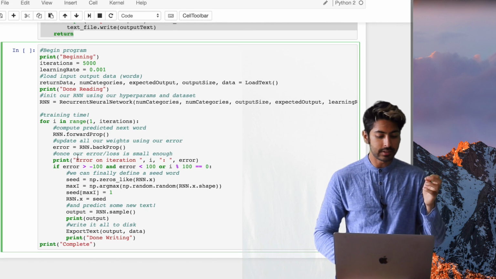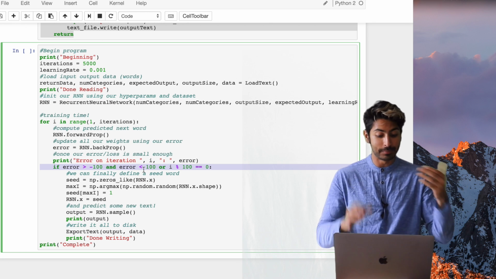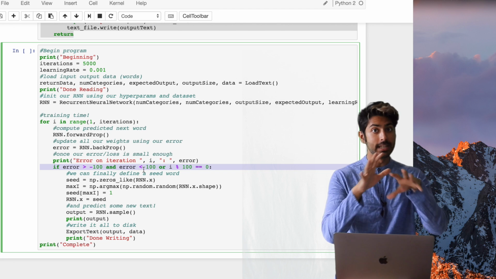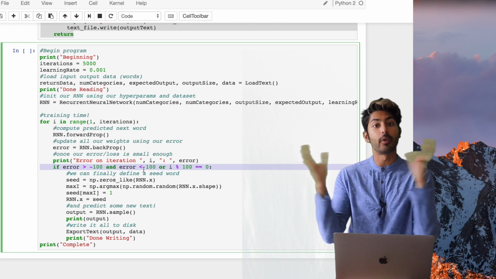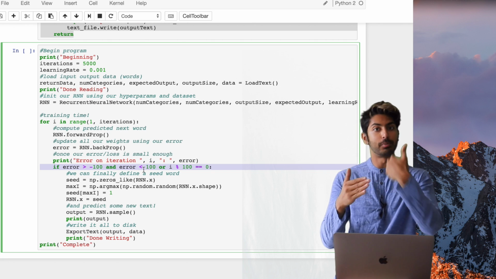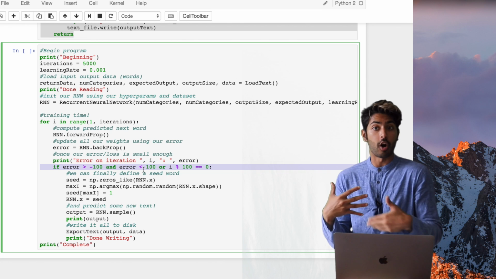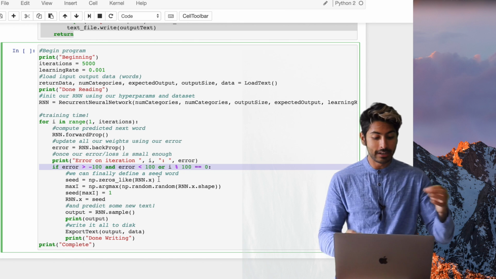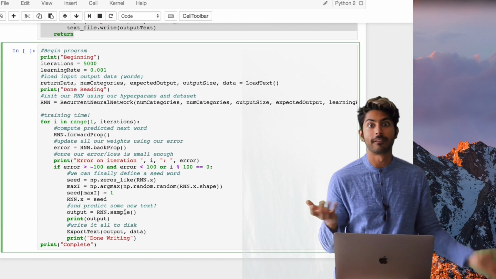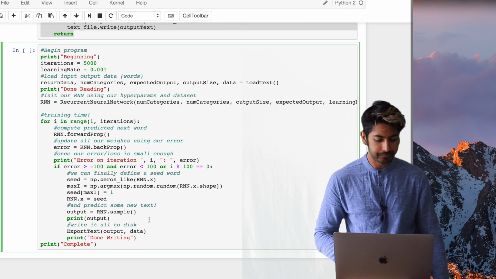And then this if statement will say, if our error is small enough, that is, it's between this range here, then we can go ahead and sample, which means predict new words, generate new words. Our network is trained, our error is smallest. Let's go ahead and now just predict new words without having to compute backpropagation to update our weights. Our weights are already updated enough. So then we can define a seed word and predict some new text by calling that sample function, which is the forward propagation, that's all. And then we can write it all to disk.